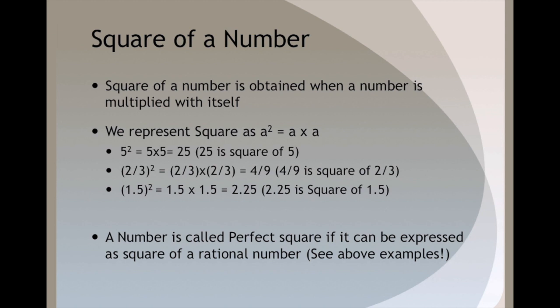So in the above examples we can say 25, 4 by 9, 2.25 are perfect squares of some numbers like 5, 2 by 3 and 1.5. So a number is called a perfect square if it can be expressed as a square of a rational number. There are many cases where a number cannot be a perfect square and we cannot find a number whose square it is exactly. So that is not called a perfect square. We'll learn more about it as we go ahead with this chapter.